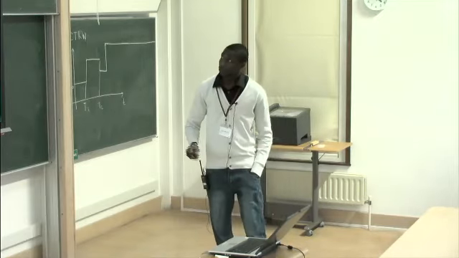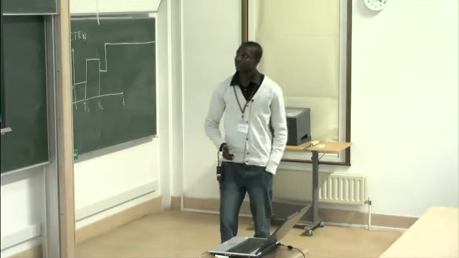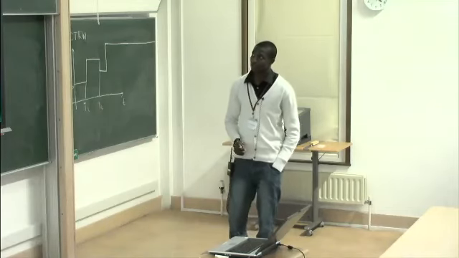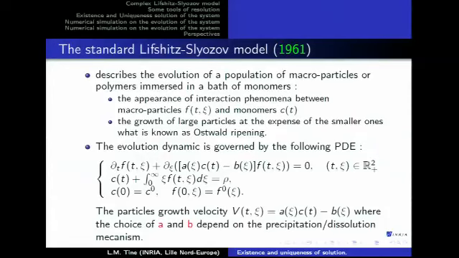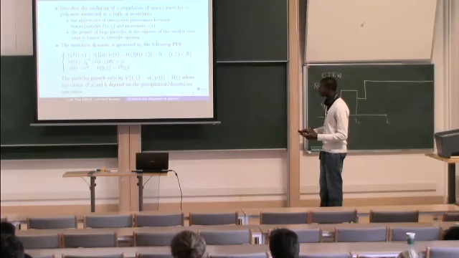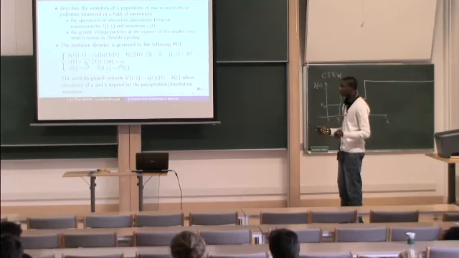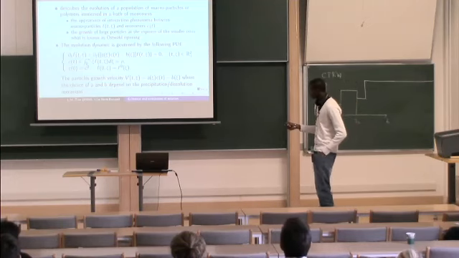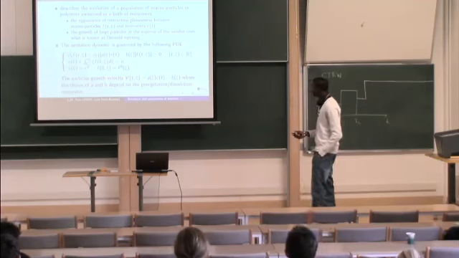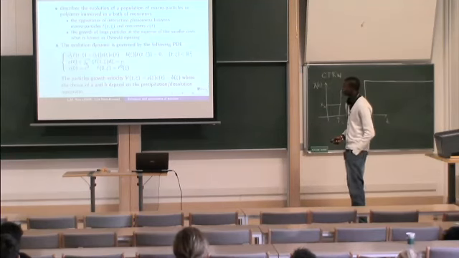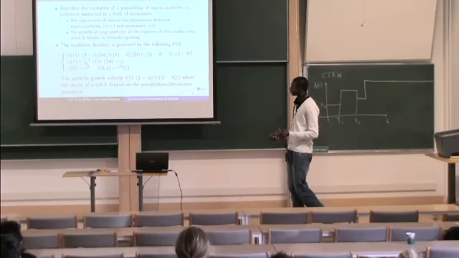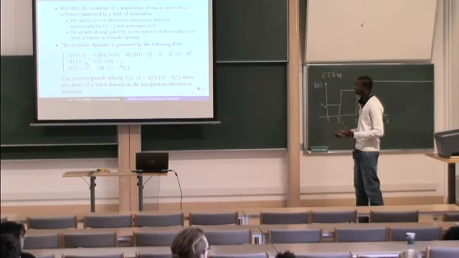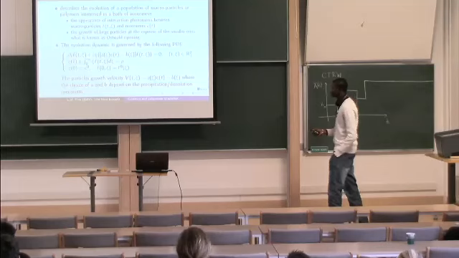Before talking about this, let me say a few words about the standard Lifshitz-Slyozov model. This model describes the evolution of a population of microparticles or polymers immersed in a bath of monomers. In this solution, we have interaction phenomena between macroparticles, characterized by their size repartition function, and the monomers, characterized by their concentration. These interactions provoke the growth of large particles at the expense of smaller ones, what is known as Ostwald ripening.